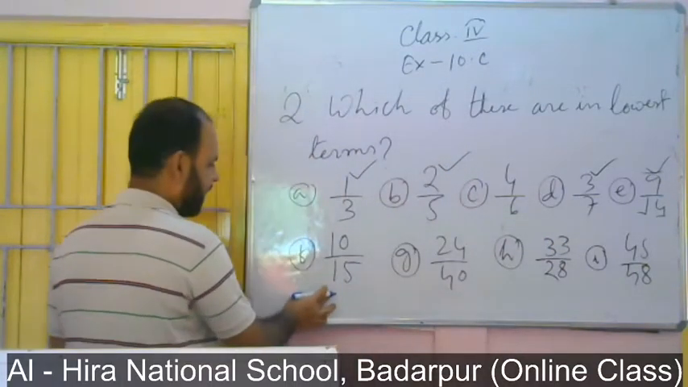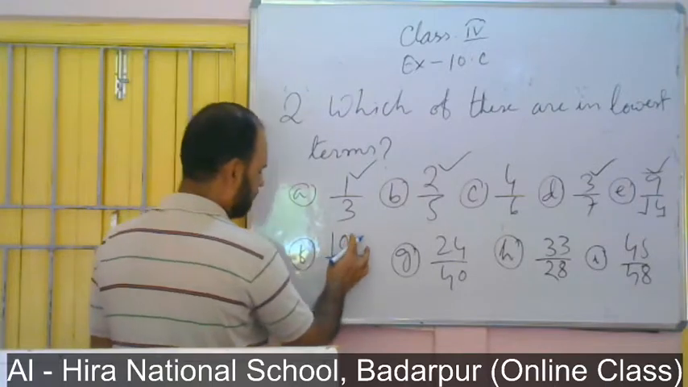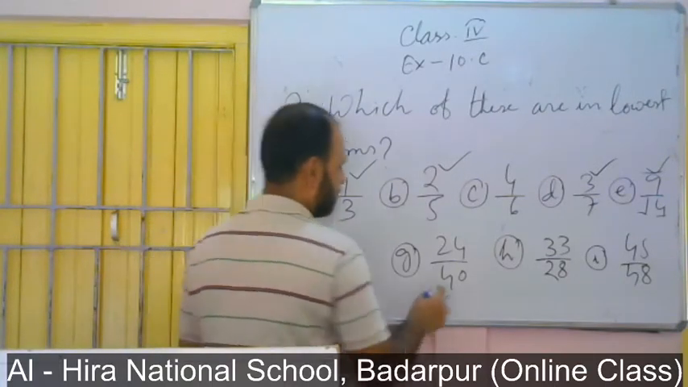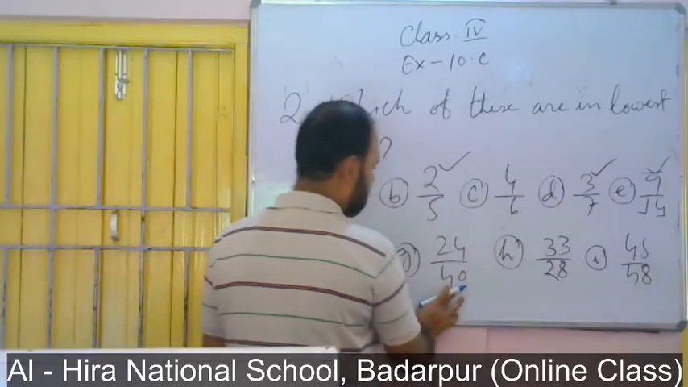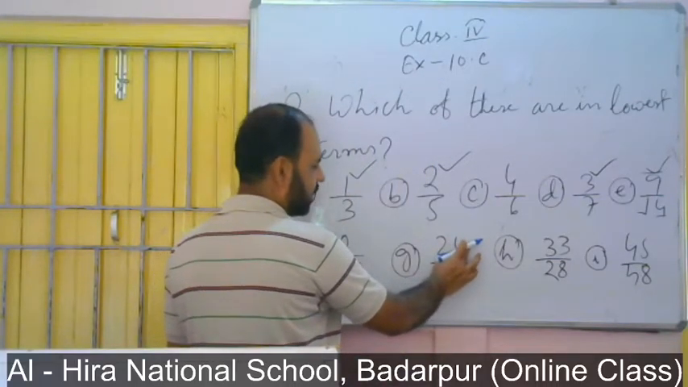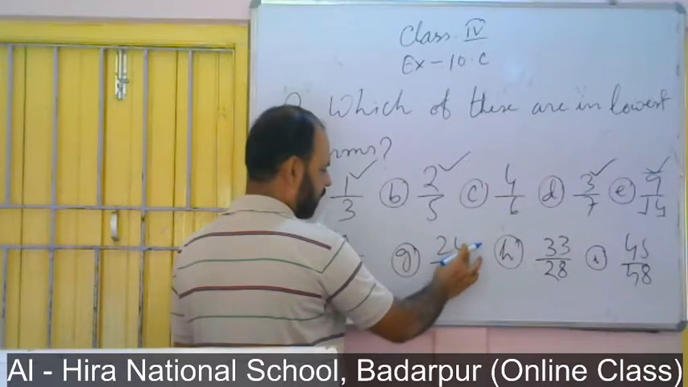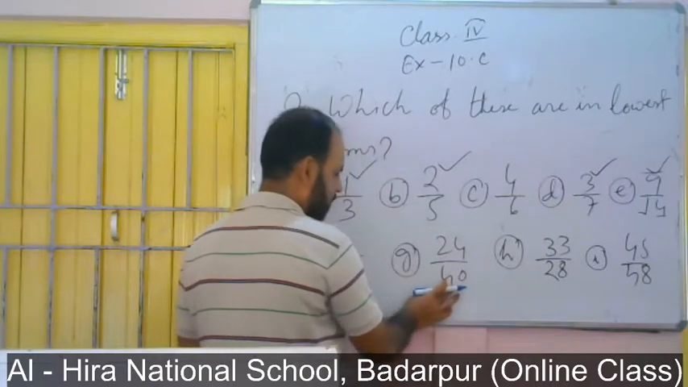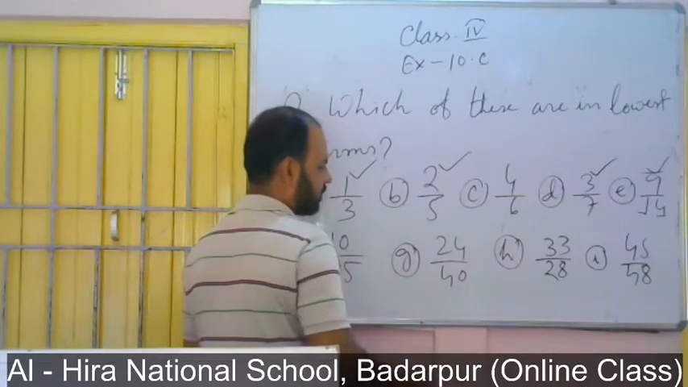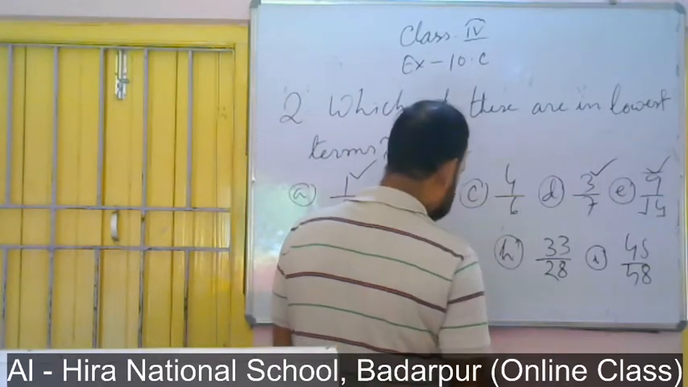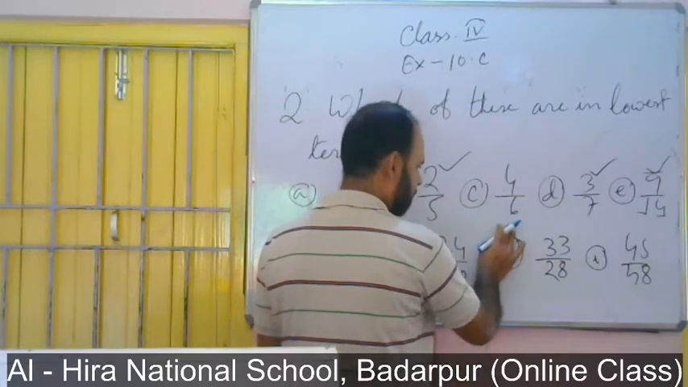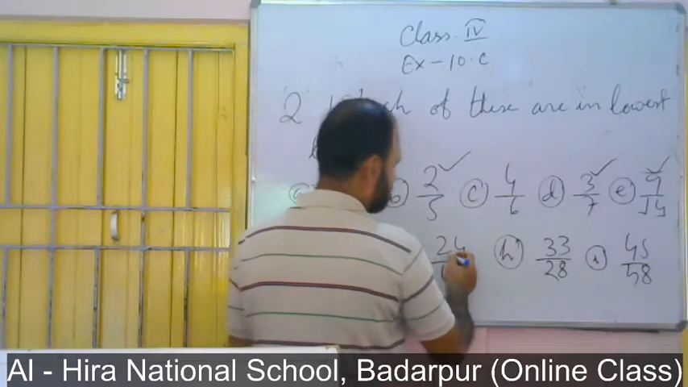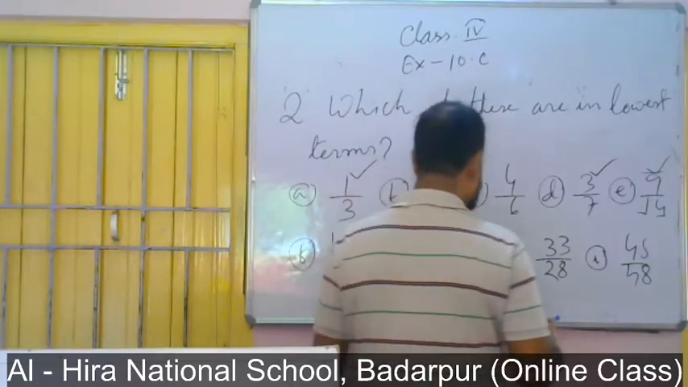Next, 10 by 15. The common factor is 5. That's why this one is not in lowest terms. Next, 24 by 40. 2 is a common factor of 24 and 2 is a factor of 40 also. So the common factor is 2, and not only 2, 4 also. That's why 24 by 40 is not in lowest terms.